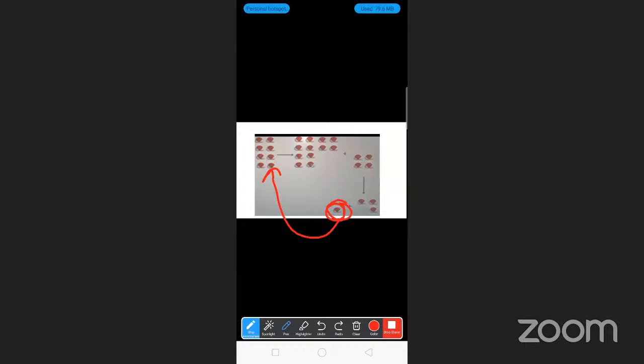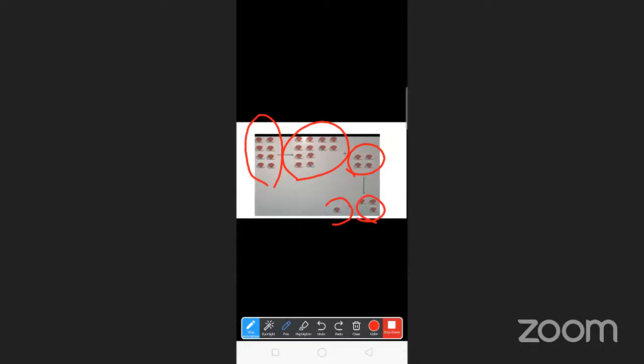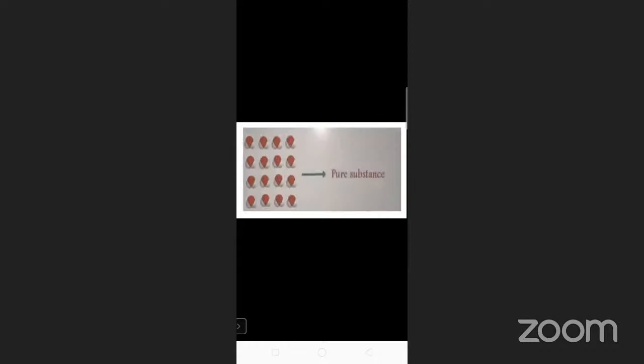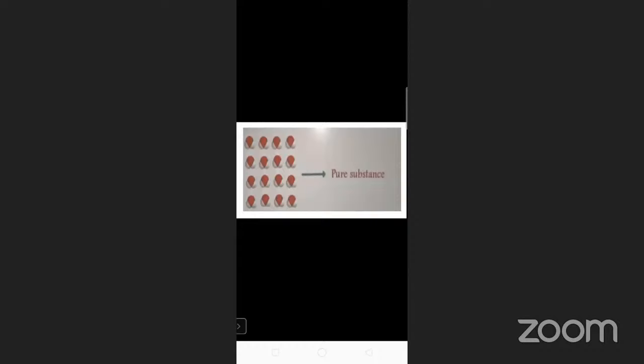The properties are the same. You can see all are water molecules here. This small compound is also a molecule. Same compound, just smaller, and there is no change in the properties. Similarly, when we have a single water molecule and add further water molecules to it, it becomes a big compound. This big compound is also a pure substance here.